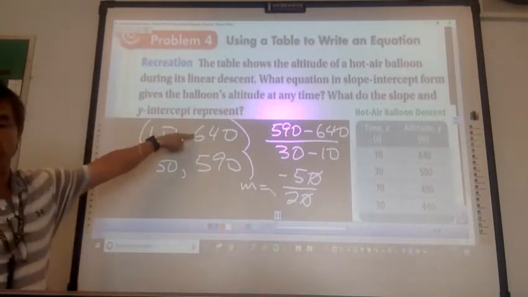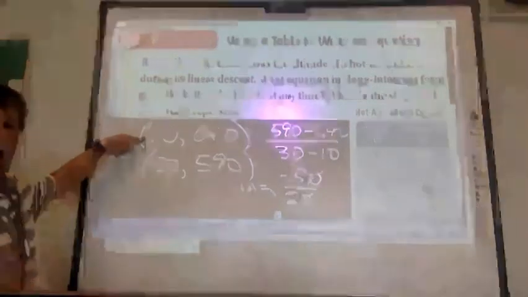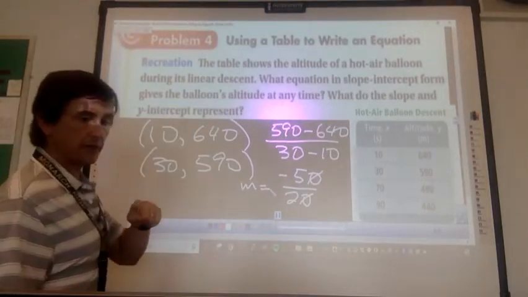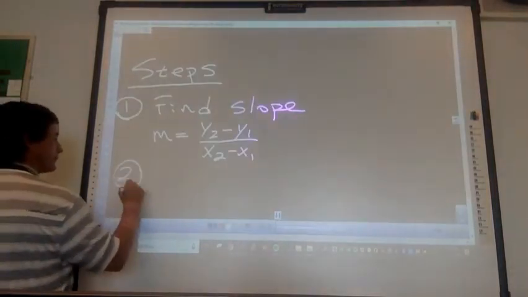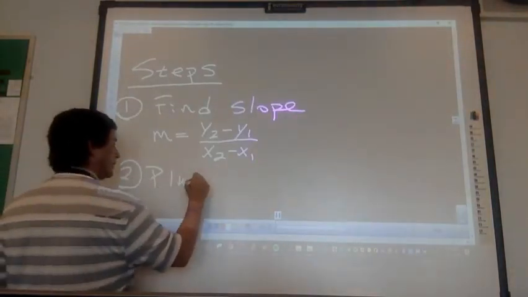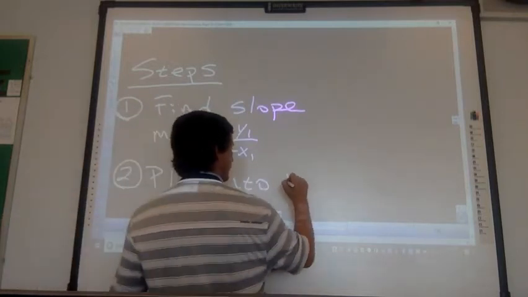Now I just have to pick one of the two ordered pairs. I'm going to pick the first one and plug into point slope. So after we get our slope, our second step is to plug into point slope.